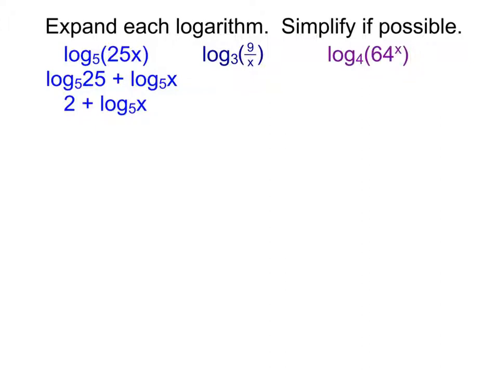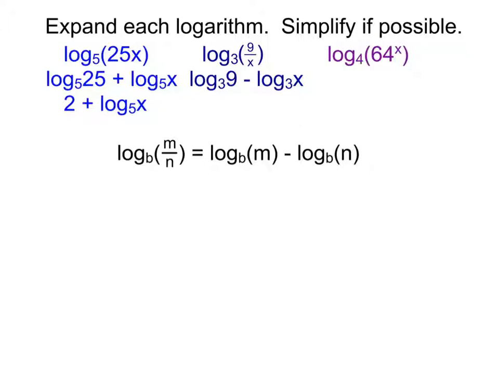All right, we then go on to the next one, log base 3 of 9 over x. What jumps out to me here is the fact that I am dividing on the inside of my logarithm. That tells me to be using this rule, where I turn the division into subtraction of logarithms. All right, so now I'm just following that rule. So I'm going to do log base 3 of the top minus log base 3 of the bottom. And yes, order does matter here because it's division and subtraction.